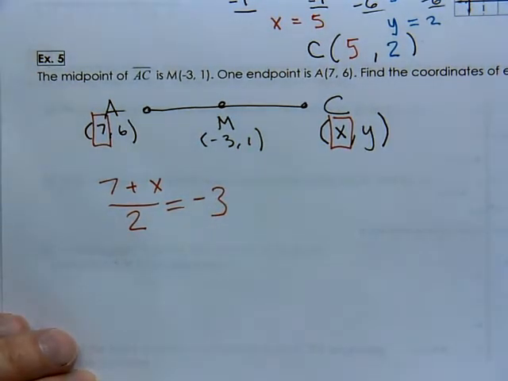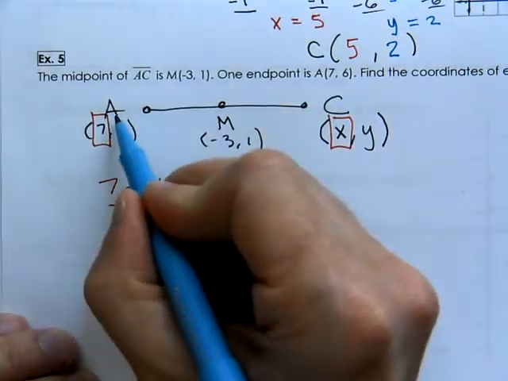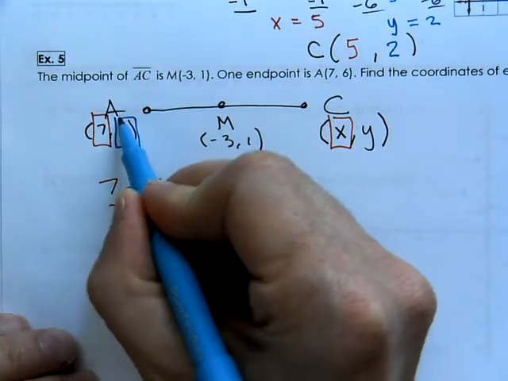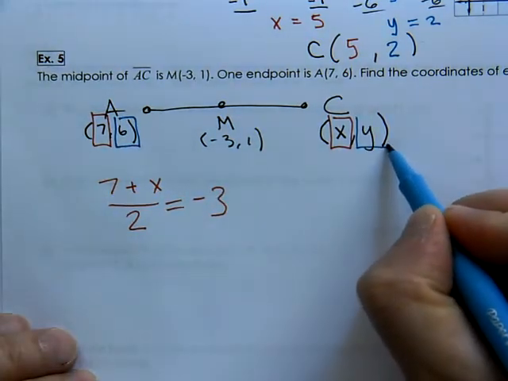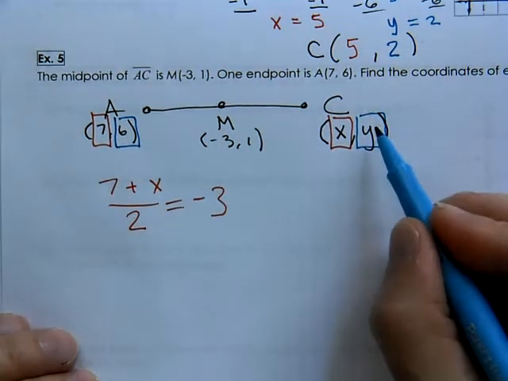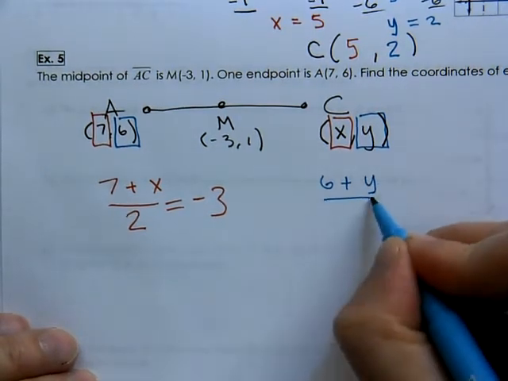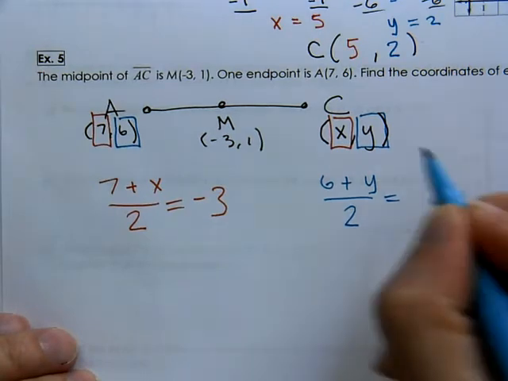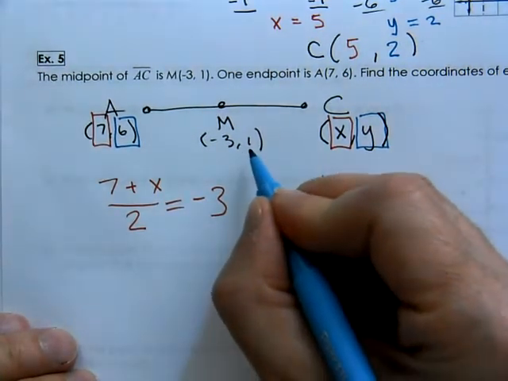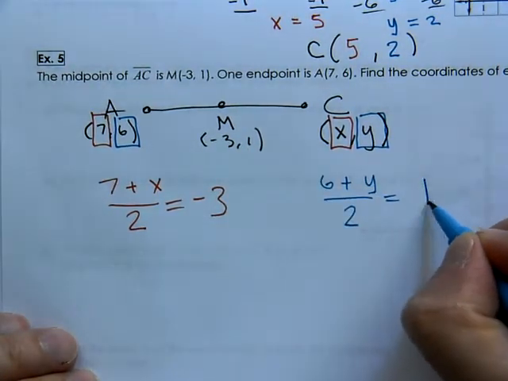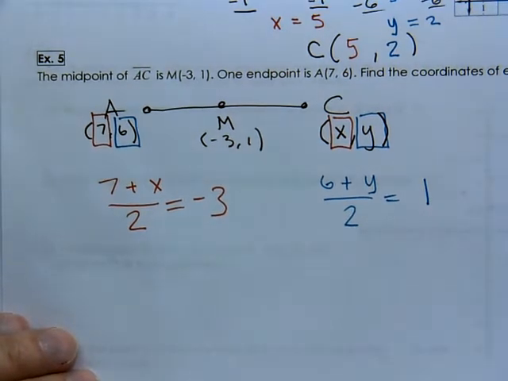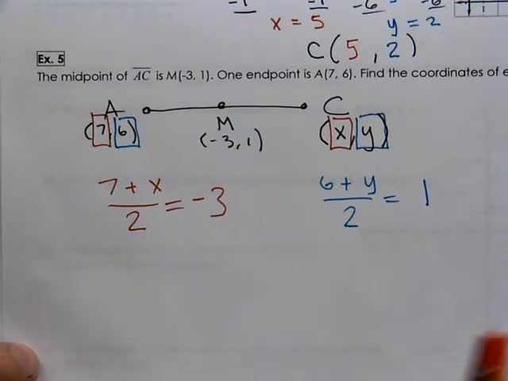Alright, let's set it up for the y-coordinates. Go to your second color. Here we have a y-coordinate of 6 and a y-coordinate of y. Those are the y-coordinates at the endpoints. That's what we have to add up and divide by 2. What will that equal? That will equal the y-coordinate in the middle, and that has a value of 1. So now that we've got them set up, we're ready to solve algebraically. Let's do that for x.